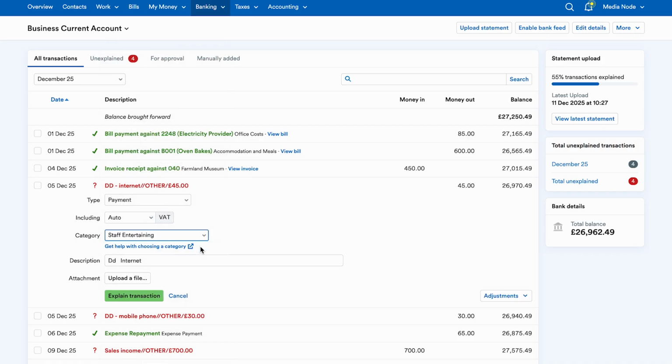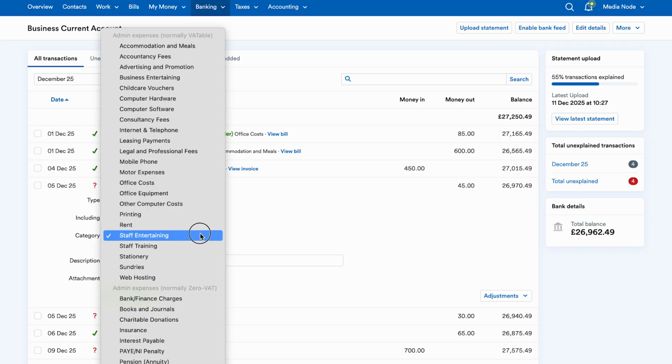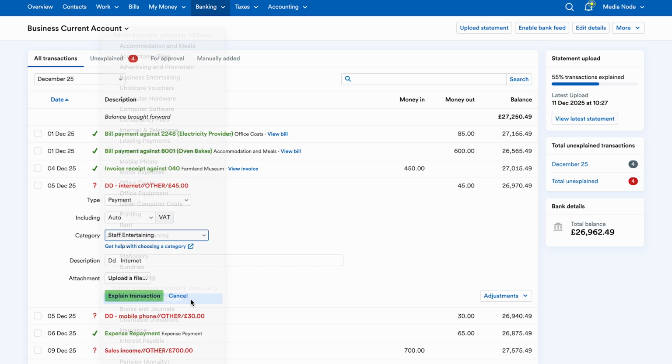Staff entertaining would be used for the cost of entertaining current employees of your business who are on the payroll and being paid a salary, such as a Christmas or summer party. Bank finance charges would be used for bank charges if your bank account is in your business's name, or finance fees, such as PayPal fees.